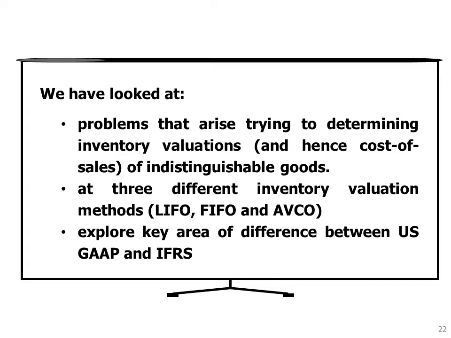So in this lesson, we've looked at problems that arise trying to determine inventory valuations and hence cost of goods sold of indistinguishable goods. We've looked at these three different inventory valuation methods: LIFO, FIFO, and AVCO, and explored key areas of difference between US GAAP and IFRS.